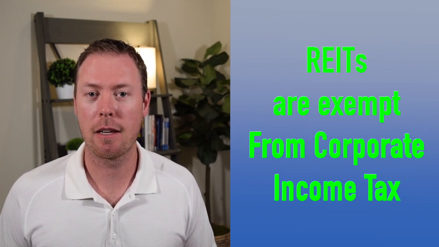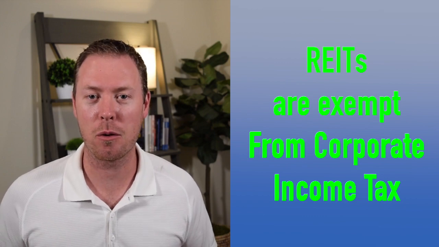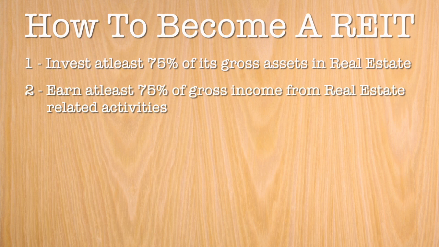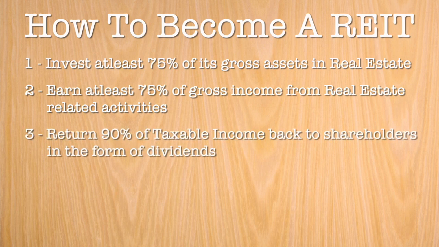These companies are structured similar to many of those that you invest in today, just as a corporation. But the unique thing is they are exempt from corporate income taxes, as long as they follow a specific set of rules. Those rules include investing 75% of their total assets in real estate. They must earn at least 75% of their gross income from real estate related activities such as property rents or mortgage interest or even real estate sales. But here's the catch, and this is a primary reason that a lot of folks like investing in REITs. They must pay 90% of their taxable income to shareholders in the form of dividends.